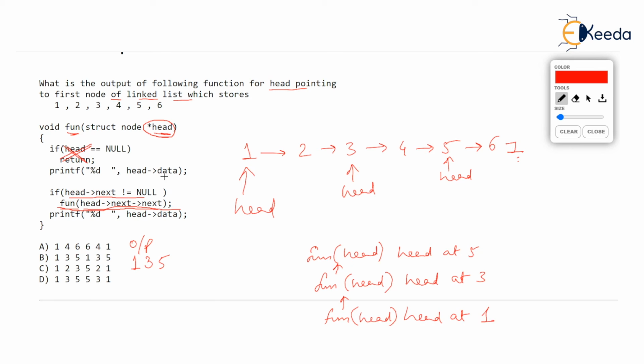And now we are checking, is head arrow next not equal to null? Now you note head arrow next is really not null. It is pointing to 6. So fun gets called. This recursive function gets called with head arrow next, arrow next. This is fun. This is fun. Now what is head arrow next, arrow next? It is next of phi and next of that node. So it is next of 6. But next of 6 is null.